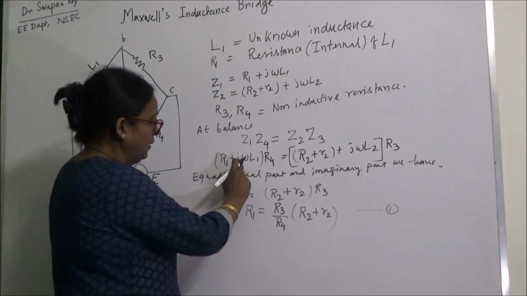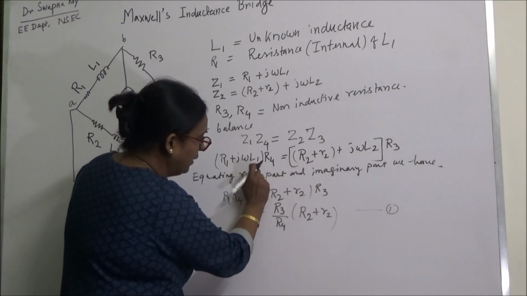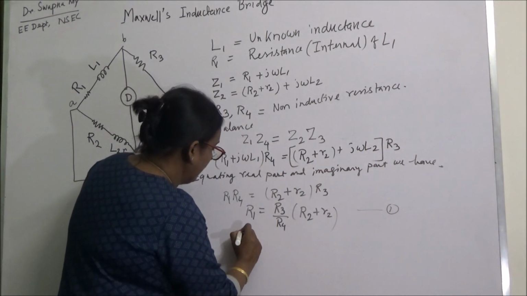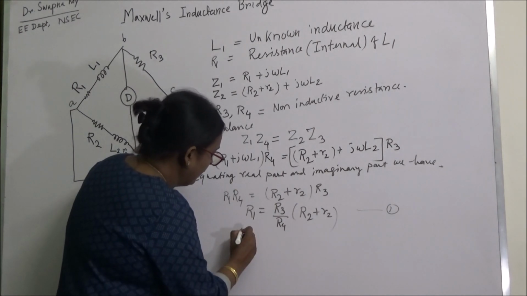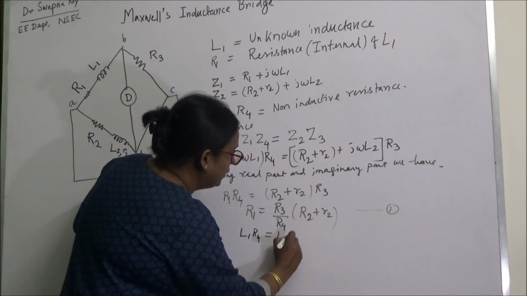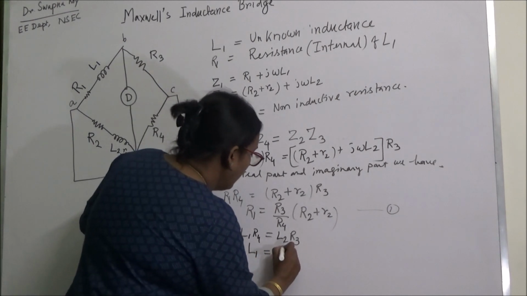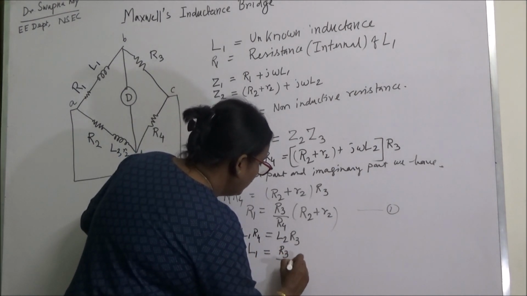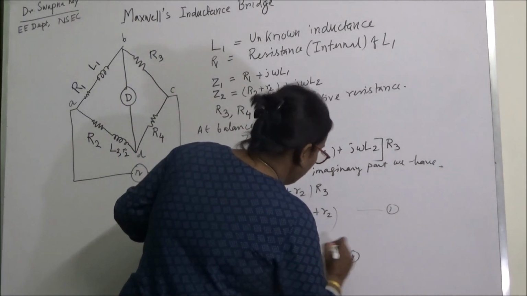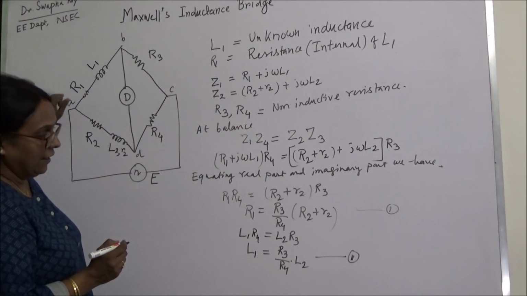Another equation is the imaginary part. j omega is cancelled. We have L1 R4 is equal to L2 R3. So what is L1? L1 is equal to R3 by R4 into L2. So this is equation 2. Using these two equations, we can find out the value of unknown inductance and unknown resistance.